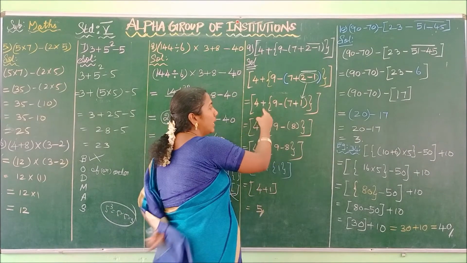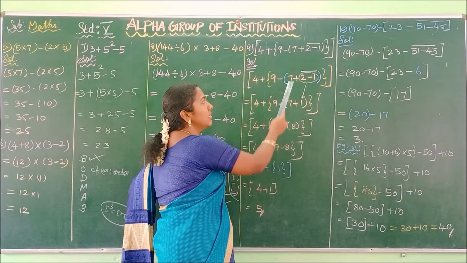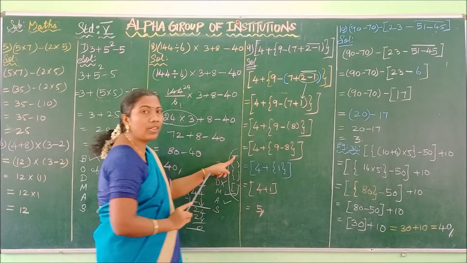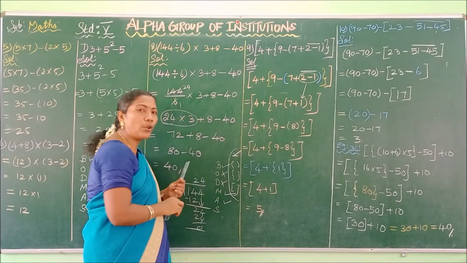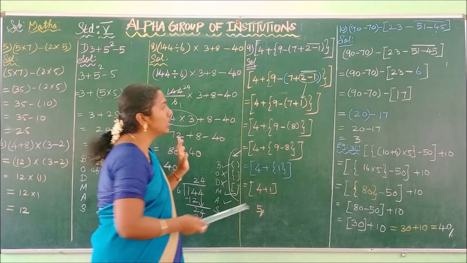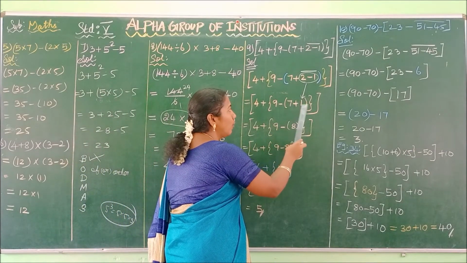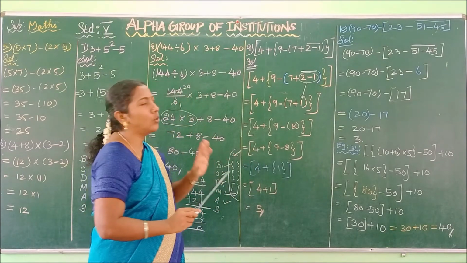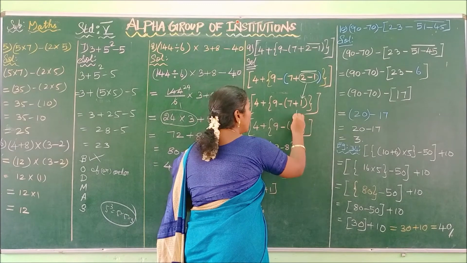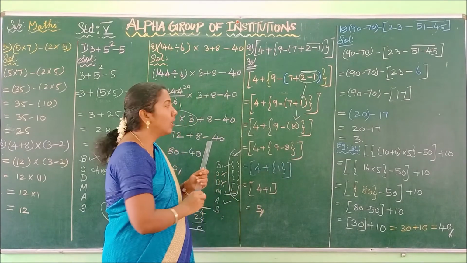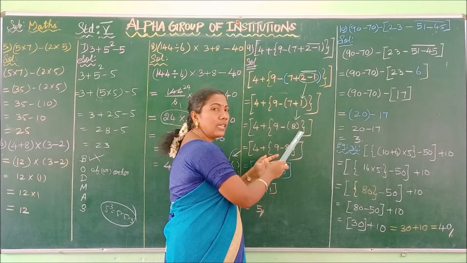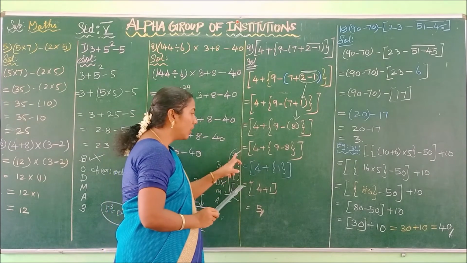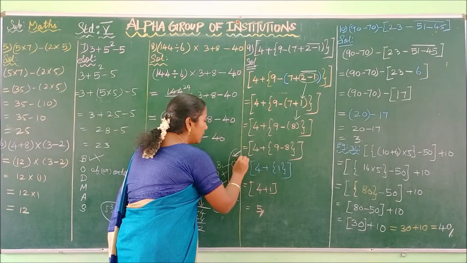Thus 4 plus 9 minus 7 plus 1. Okay, it's clear, children. So first we have evaluated the vinculum. Very good. Next we are going to evaluate the simple bracket. Within the simple bracket we have two numbers, 7 and 1, in the operation addition. So you have to add the two numbers. 7 plus 1, what is your answer? 8. Do you understand, children? 4 plus 9 minus 8. Now you have to remove this bracket. So 9 minus 8. Thus we have evaluated the vinculum first and then the simple bracket next.